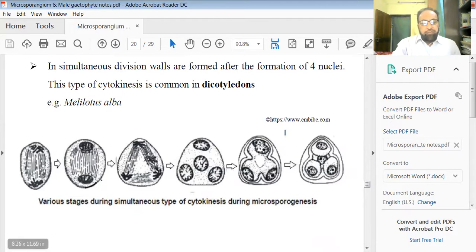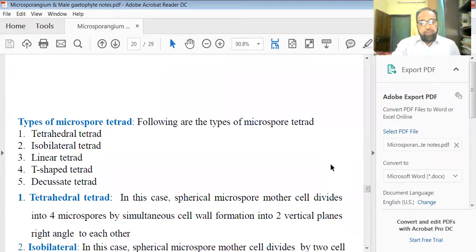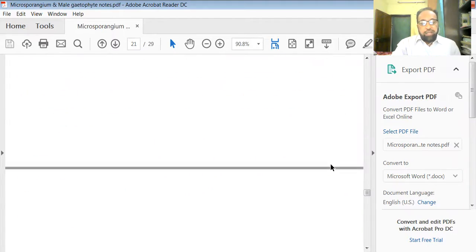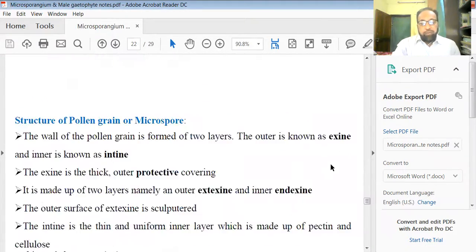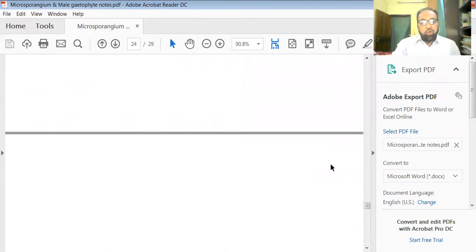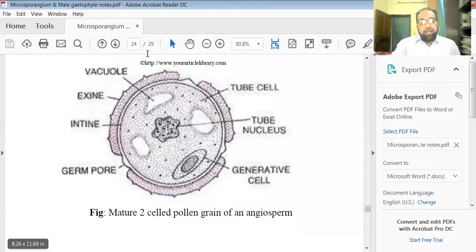And in this way, if you see this structure, you will find these microspores again develop and form this tetrad, the fourth one remains toward the back side. In this way, microspore formation takes place. Then if we go through the complete individual structure of the pollen grain, we'll find that such a type of structure is present.